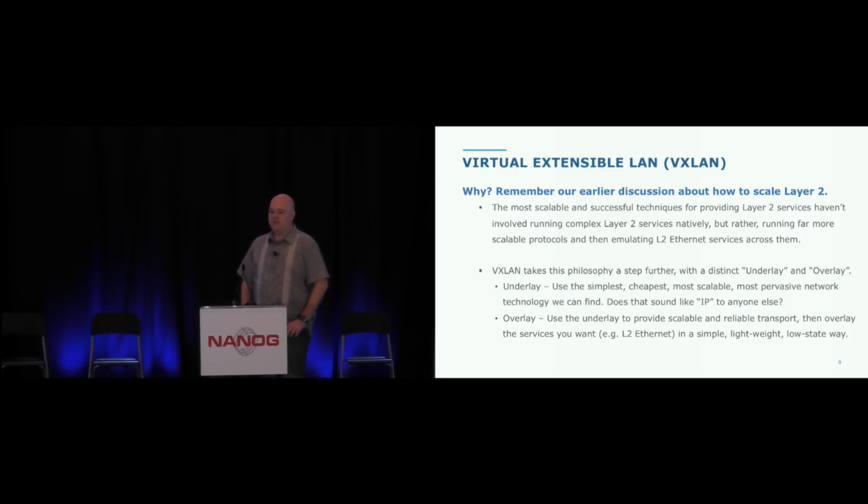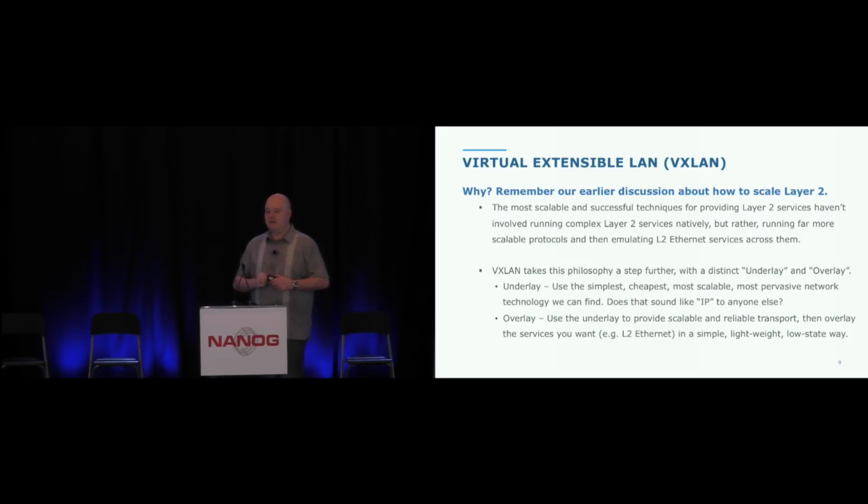Really, the most scalable, reliable things that we have out there aren't running more complex layer 2 networks themselves. They're emulating layer 2 services across something that's a little more scalable. So VXLAN really takes this philosophy and takes it to the next level. It says that you should have a very distinct underlay and an overlay network. You should have a piece of your network that is completely dedicated to being nothing but a simple core, and you should have a piece of your network that does the services on top of that.